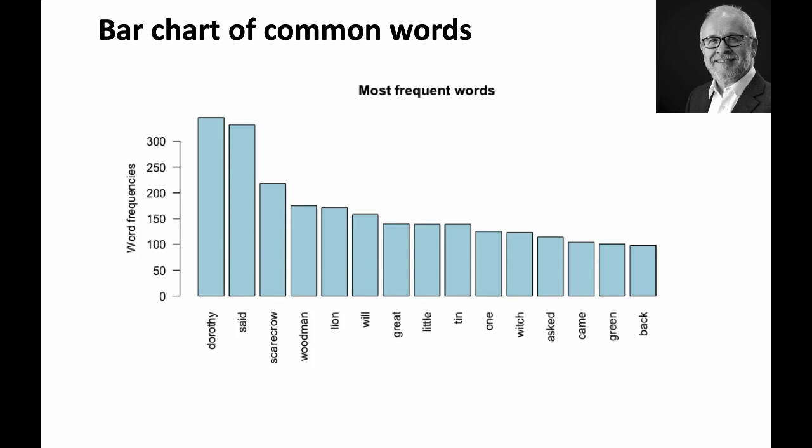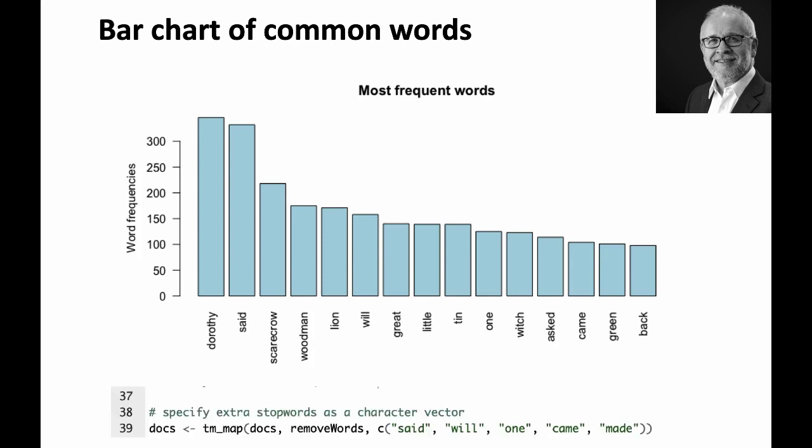Now, it's the Wizard of Oz. It's not surprising that Dorothy is the most frequently used word, but "said" is the second most frequently used word. Actually, it does have some significance. There is a change in the book where it moves from direct speech to using "said". Nevertheless, for us, it's not terribly interesting. And we see further along there's "one", and we see also "came". So maybe there are some words in there that we want to remove from the text analytics.